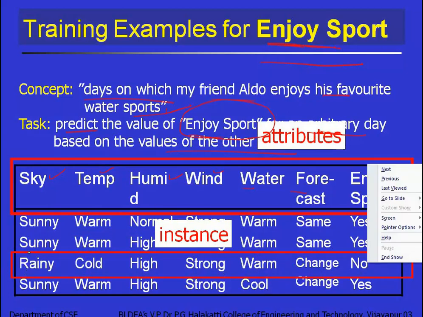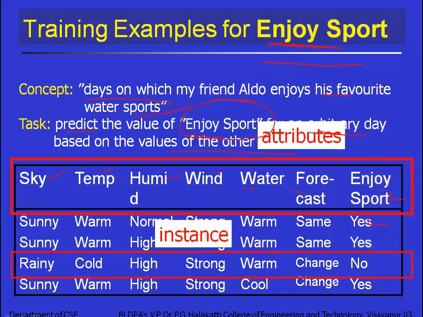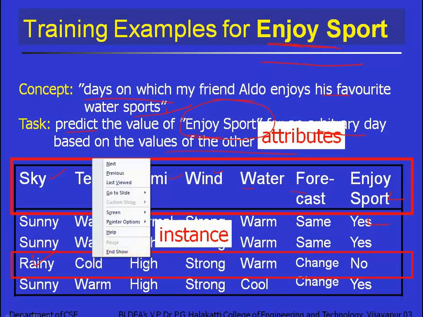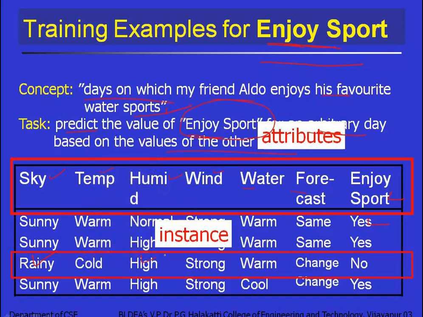What it says is that if sky attribute value is equal to rainy, temperature attribute value is equal to cold, humidity attribute value is equal to high, wind attribute value is equal to strong, similarly water is warm, forecast is change. So if this is the status of all the attribute values, then enjoy sports is equal to no. It means that in this weather condition nobody is able to play the water sports.